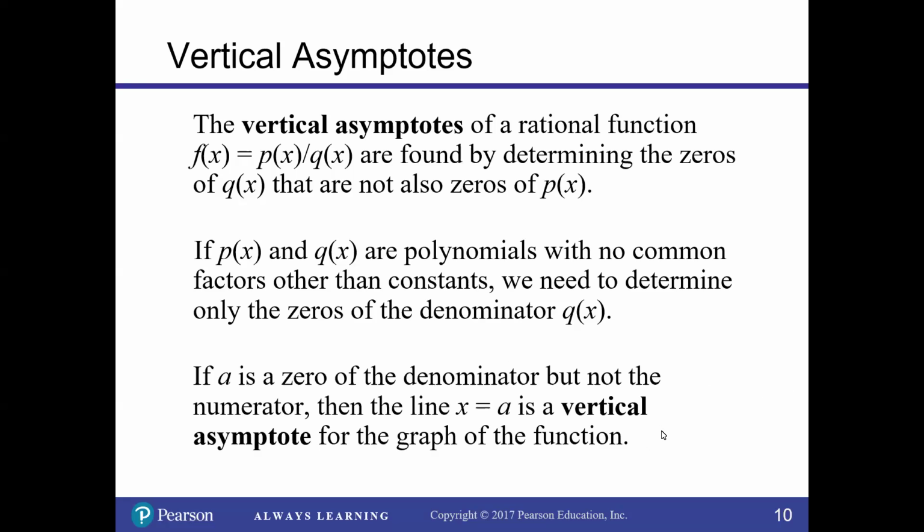If a is a zero of the denominator but not the numerator, then the line x equals a is a vertical asymptote of the graph of the function. This is a line that we cannot cross. When there's a vertical asymptote, that means we cannot have a function value there at all. It's going to be a little different than what a horizontal asymptote is.